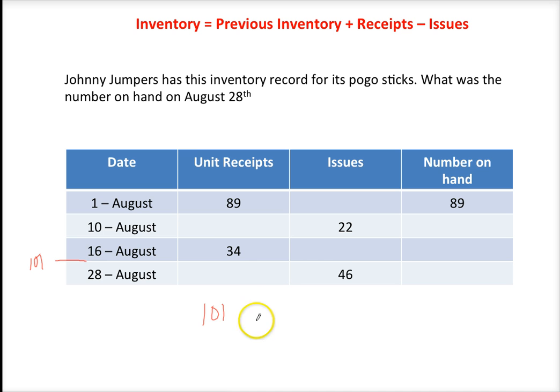We're supposed to add any receipts, but between the 16th and the 28th they didn't receive any new units, and then subtract any that were issued. So really we just had 101 and we issued 46 more, which means we sold or got rid of 46 more. So now we have 101 minus 46, which is 55. Okay, so on August 28th they would have 55 of these pogo sticks on hand.